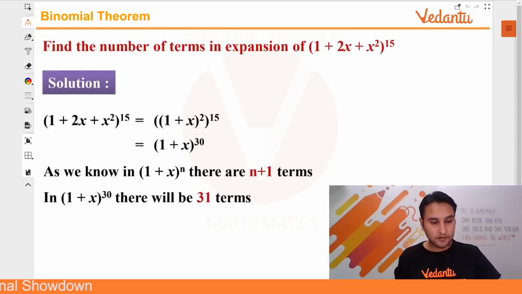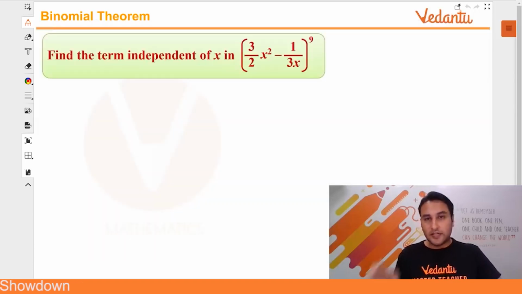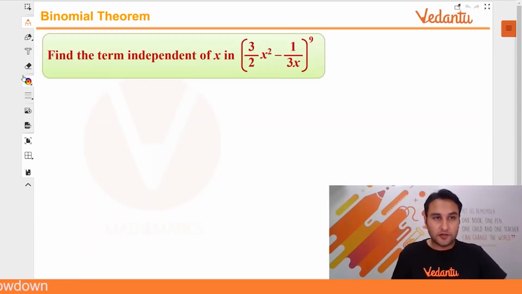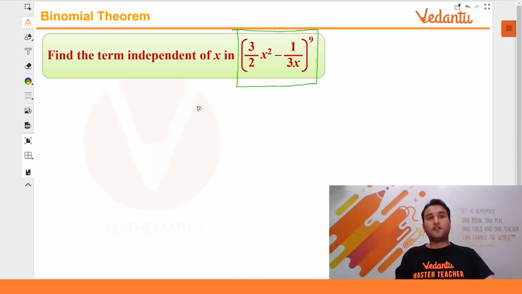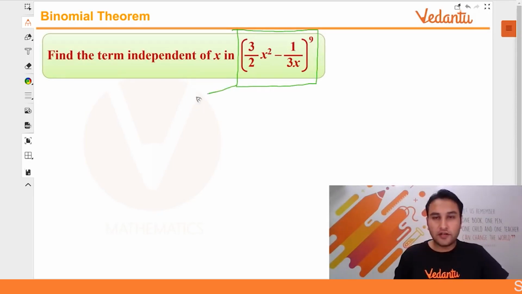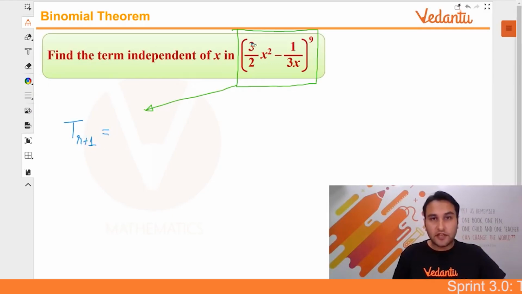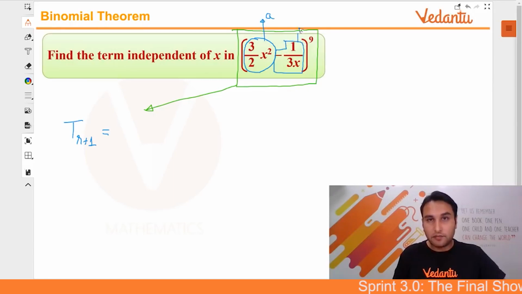All right? Chalo. Now look at this problem. After this, we will move to JEE problems. After this, I will immediately enter into JEE problems. So this is your last problem before the JEE problems. Look at this one. Find the term in. What will you do here? You will start with, as I told you now, always start with the r plus 1th term. ठीक है? Treat this as a. ठीक है? And treat this as b.